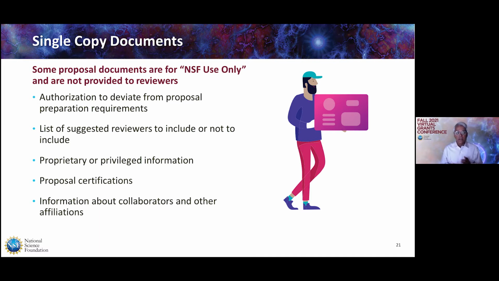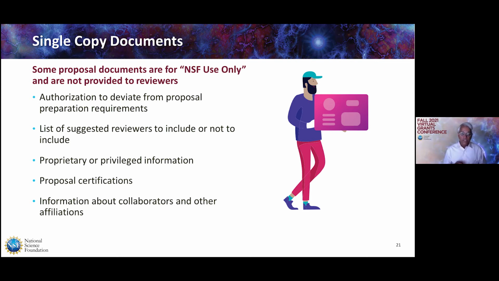So examples of these single copy documents are things like authorization to deviate from proposal preparation requirements. So let's say that a solicitation has a particular requirement, and you've been in conversation with the program officer or the agency, and you have authorization in some real form to deviate from those requirements. You can include that in here as evidence of that authorization.